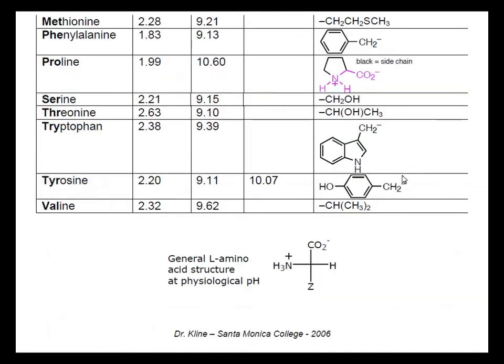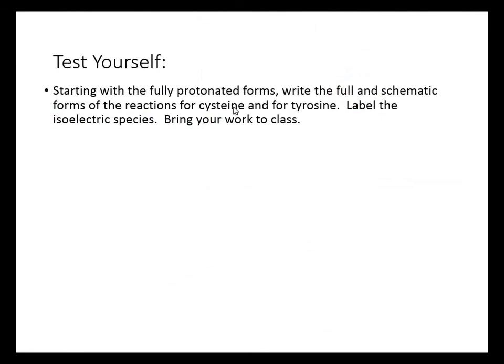Here's the rest of your table, and I'm going to leave you with another test yourself to bring to class. Write the full and schematic forms of the reactions for both cysteine and tyrosine. You'll need to use that handout that we just went through. Be sure to label the isoelectric species and bring your written out work to class.